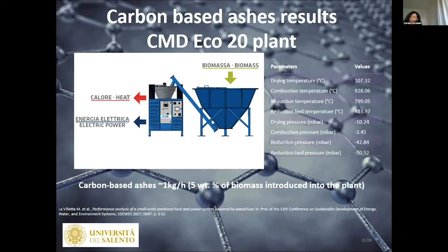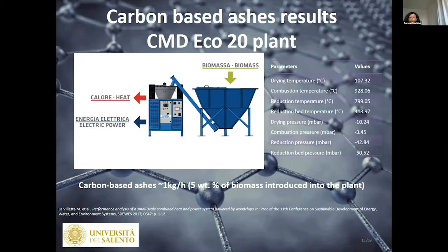In the table, you can see all the parameters of the biomass pyrogasification process used by the company. What is the problem of this process? That is a very green process. The problem is that these systems still produce some carbon-based ashes, about 1 kilo per hour. So what is our idea?